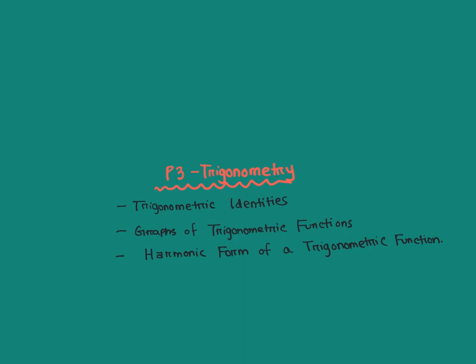Hey guys, so today we are going to start off with trigonometry. This series will be basically covering the P3 syllabus. So we are going to go over trigonometric identities, the normal double angle identities, and the Pythagorean identities. Then we are going to go to the graphs of trigonometric functions and also the harmonic form. So let's start with trigonometric identities.